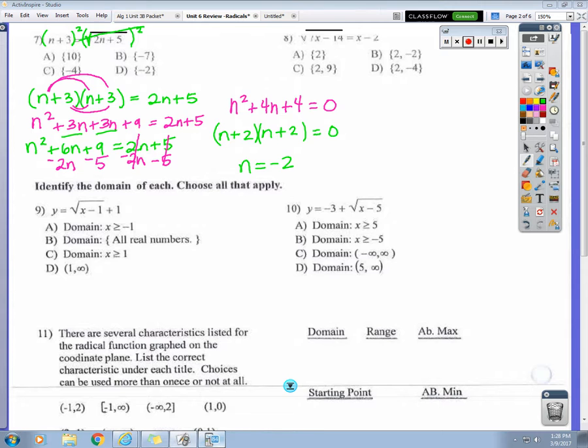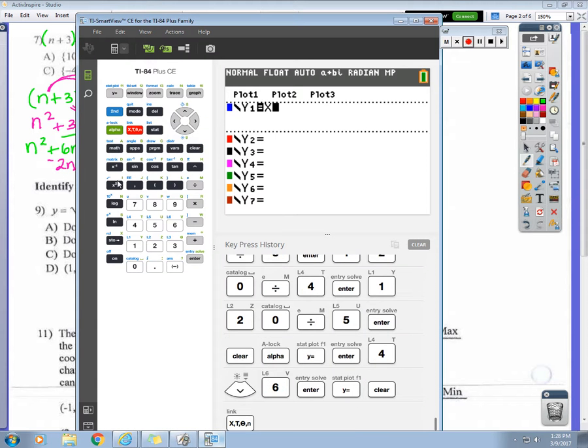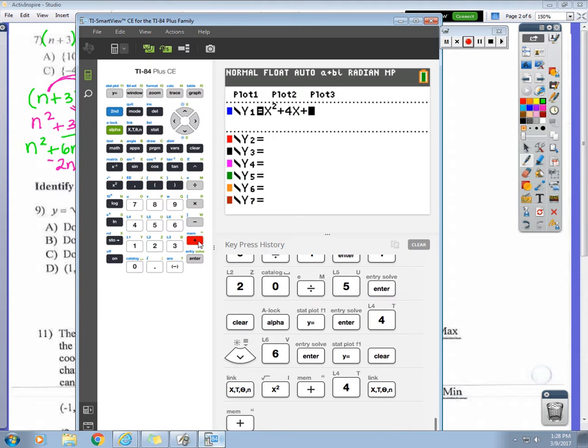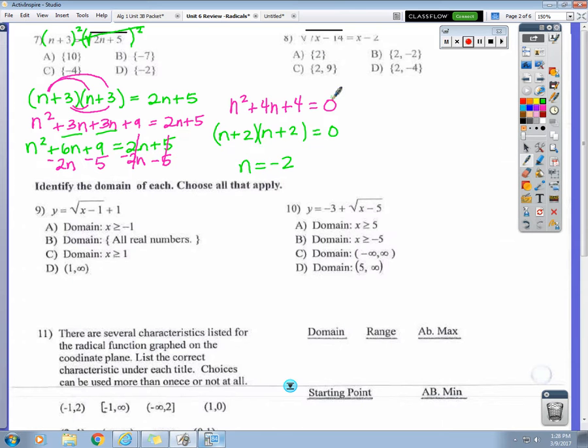So let me show you what that would have looked like on the graph. Y equals x squared plus 4x plus 4. See how it bounces at negative 2? That's a multiplicity of 2. But it only happens in one place. That's why you really only end up with one solution, because it was a bounce at negative 2. And so that's D. But let's check it just to make sure we did it right.